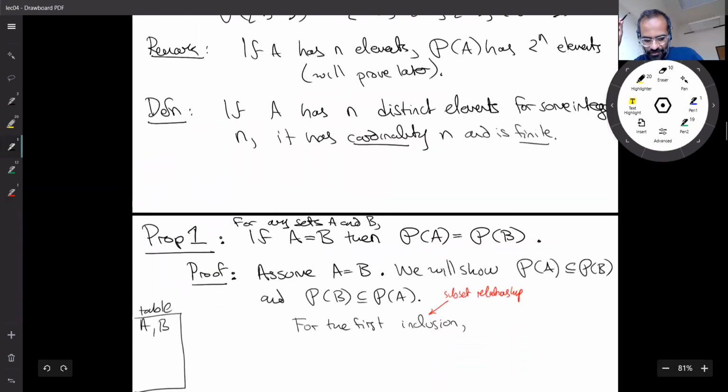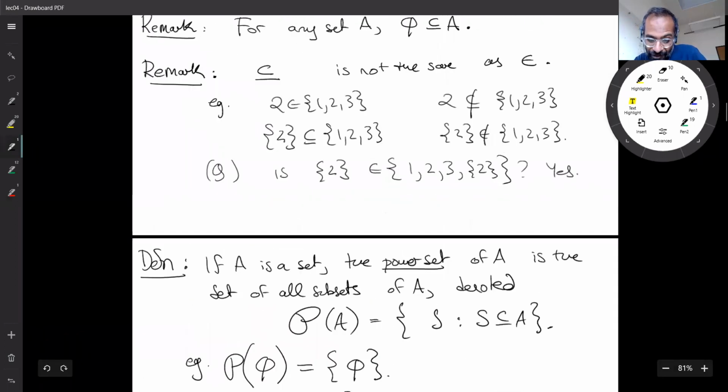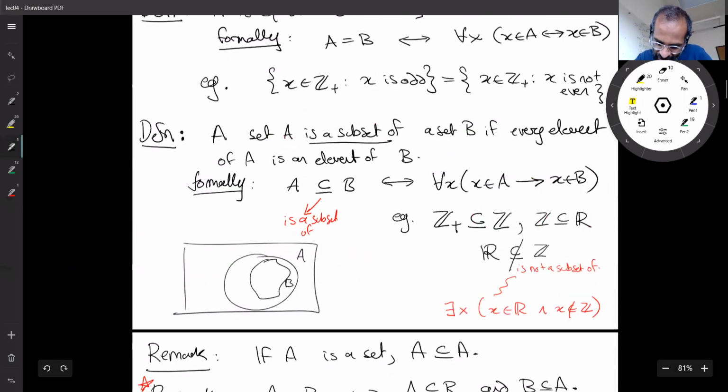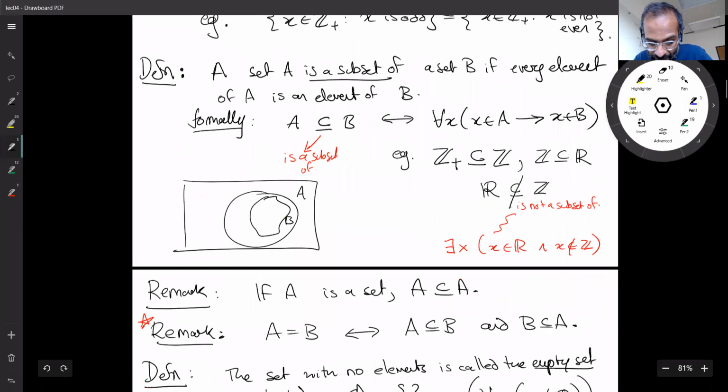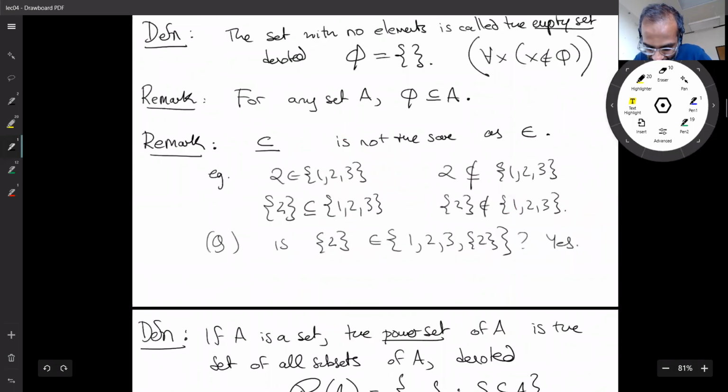Exactly. So when you want to prove something and it has a definition, the definition tells you how to prove it, right? Look what's written over here: A is contained in B if for every x in A implies x is in B. So that tells us how to even prove that inclusion.